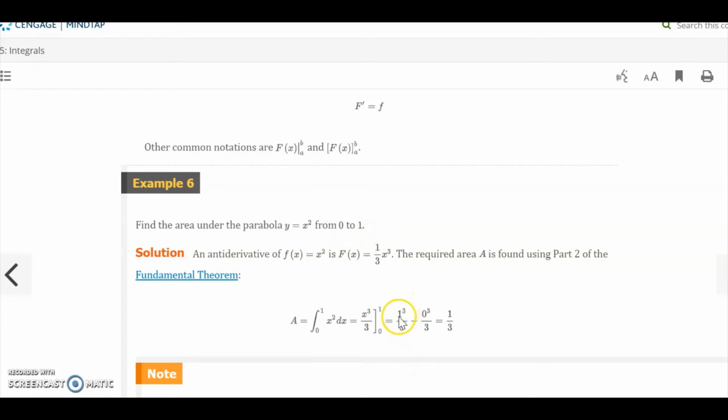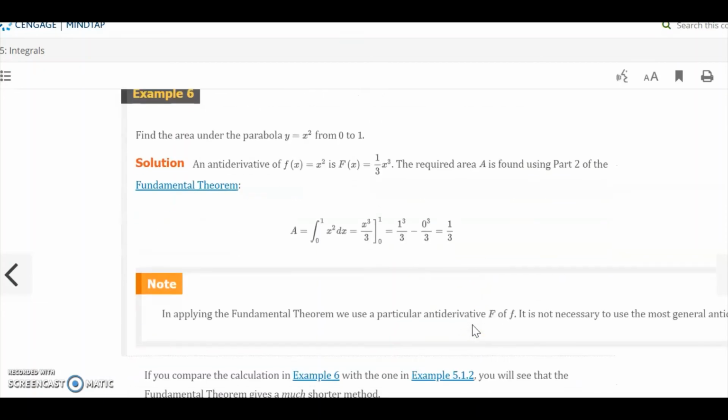This bracket right here, they use this to symbolize what we're plugging in. So right here we have our antiderivative, and we're plugging in from 0 to 1. They just symbolize it using this bracket. And they have 1 to the third over 3 minus 0 to the third over 3. Remember, it's always f of b minus f of a. And that gives you 1/3.